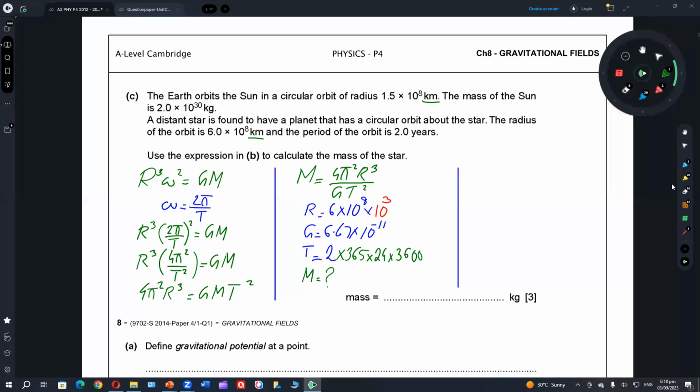1.6 into 10 to the power 31 kg. I got one answer by now. Please, other people also share your answer. 3.2 into 10 power 31. The second answer is coming, 3.2.